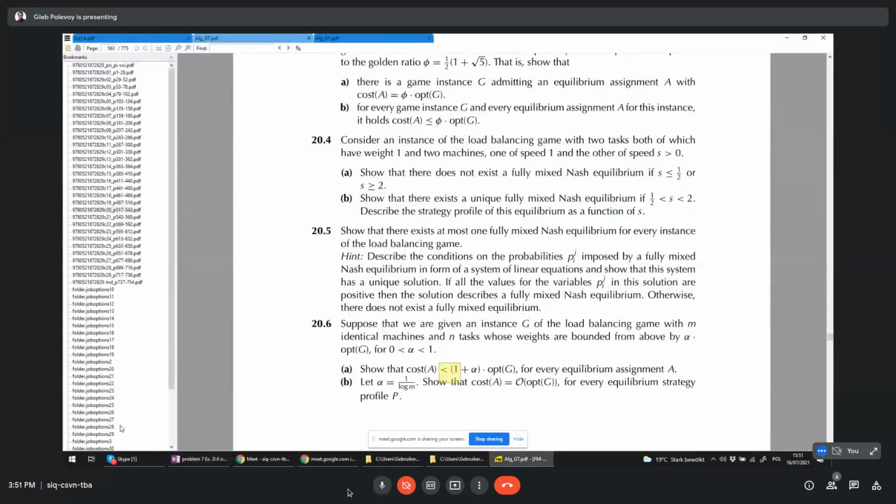The second question, actually, there is a typo in the question. They want us to show that the cost is at most O of optimum under some assumption alpha, and then they write for any profile P. I don't know whether it's true for any profile. Let's show it for any pure profile A, assuming alpha is 1 over log n. Maybe we can also show it for some general profile P. Maybe that's just a typo. I don't know what they meant.